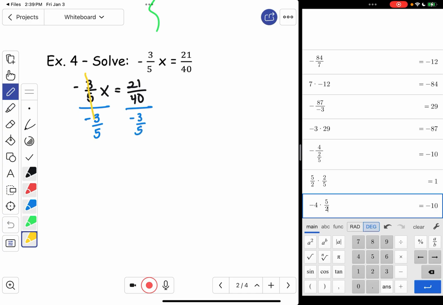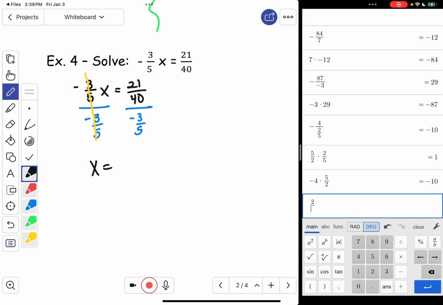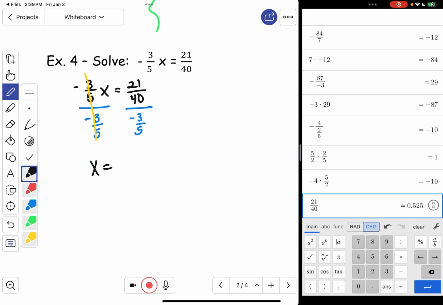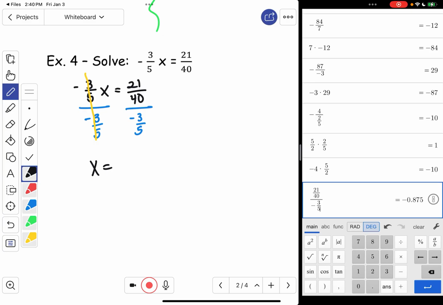Any number divided by itself equals 1, and 1 times x is x. So this might look a little funny on our calculator, but we're going to type in the fraction 21/40. And then we are going to divide by -3/5. And notice I do not have a fraction. When we have fractions in our problem, we should have fractions as an answer. So I'm going to turn that back into a fraction, and I get -7/8.